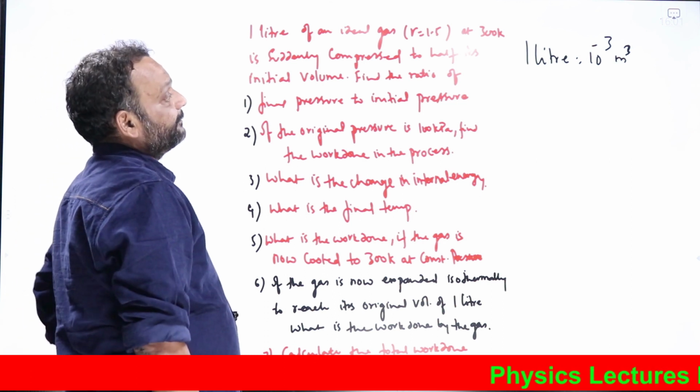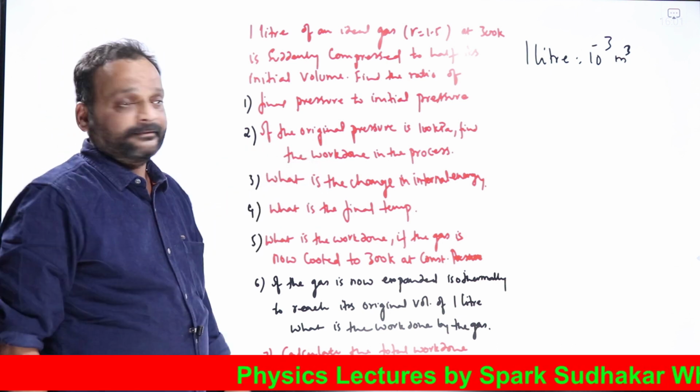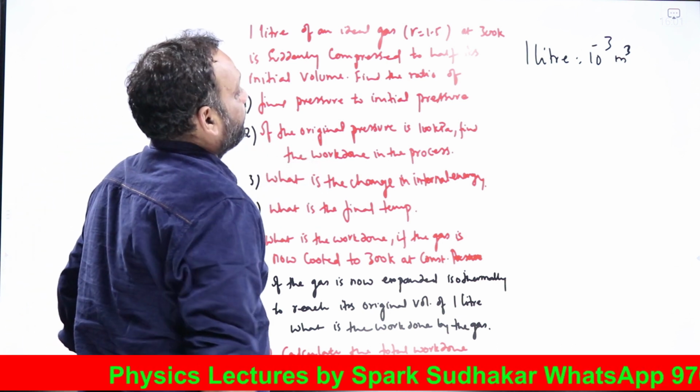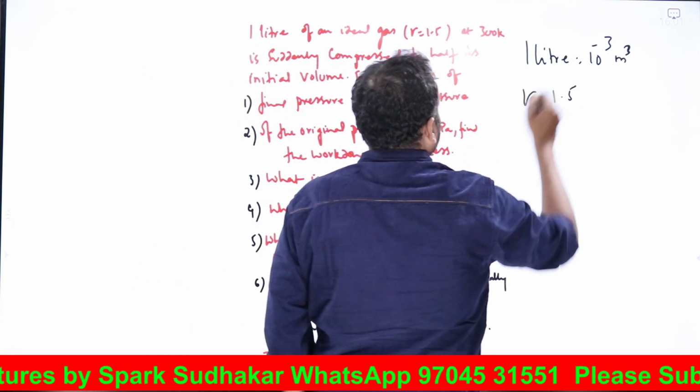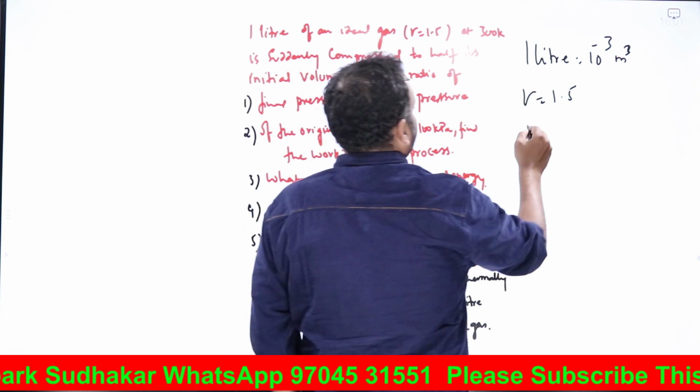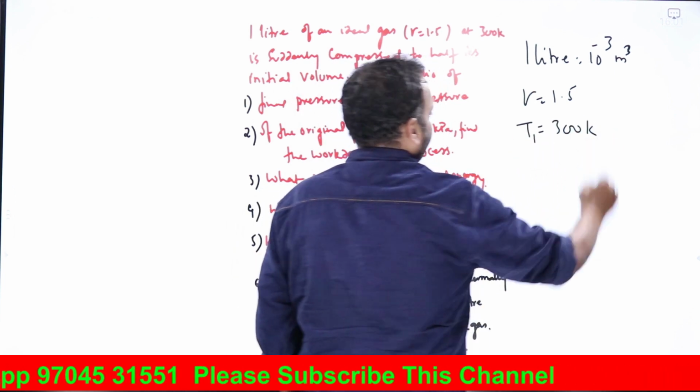Okay, 1 liter means 10 to the power minus 3 meter cube, how many moles is that? Again, we have to calculate, we have to see. Gamma equal to 1.5. Okay, temperature is the initial temperature T1. Take it as T1, initial temperature, 300 Kelvin.